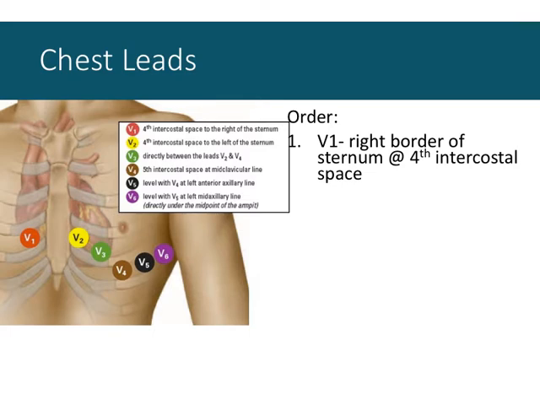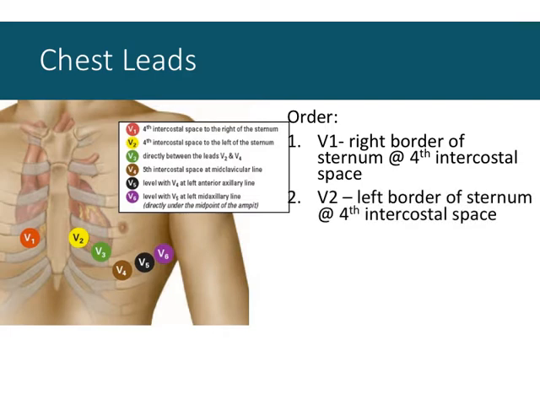So V1, the very first chest lead, goes at the right border of the sternum at the fourth intercostal space. So you can count down 1, 2, 3, 4. You can count down 4 spaces. Find the border of the sternum right near the midline, and that's where the electrode goes. If you found that, V2 is easy. V2 is at the same level on the left side of the sternum. No sweat.